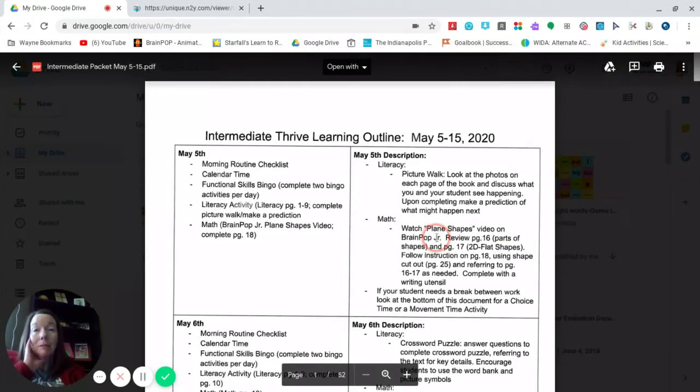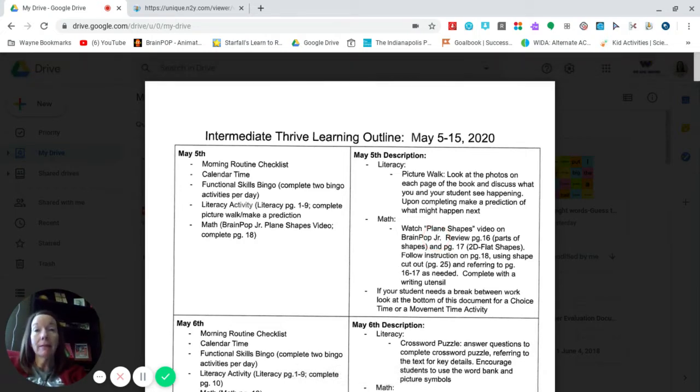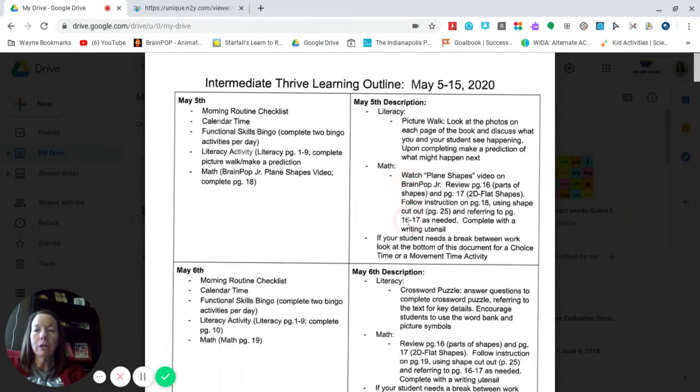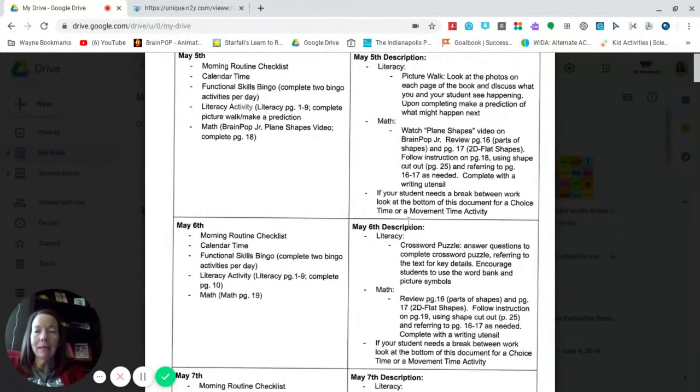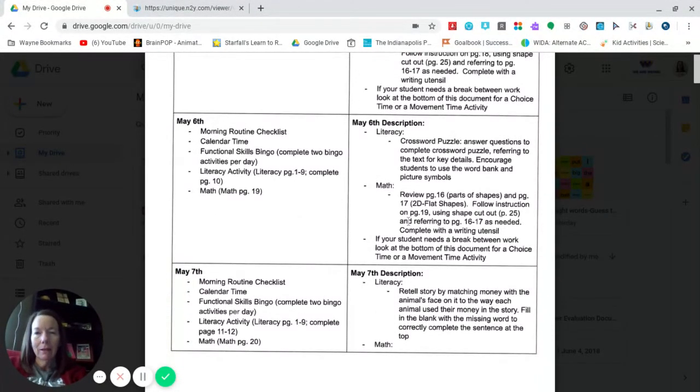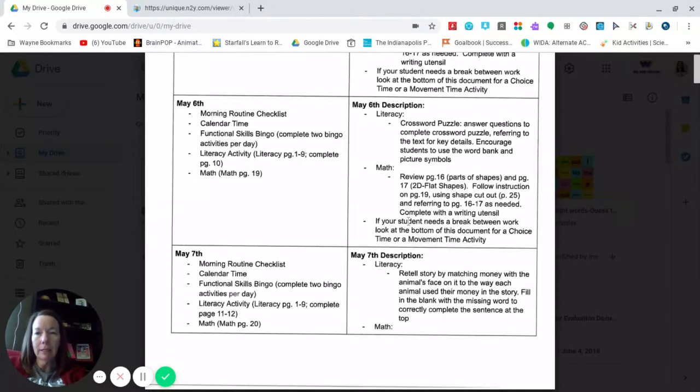We are going to complete the intermediate math activity from the intermediate packet for Thursday, silly me, May the 7th. We certainly don't need to go back in time, do we? Okay, so you need ultimately page 20. That's the activity page we're completing.